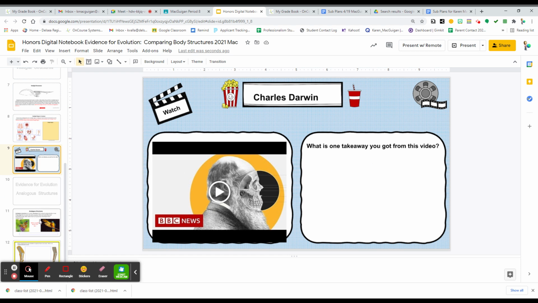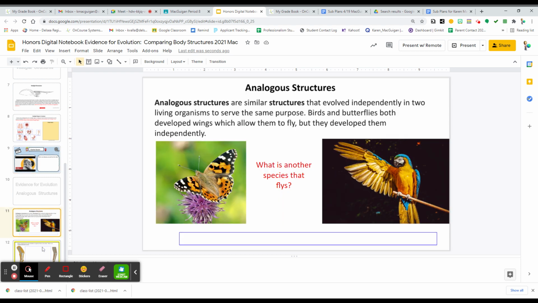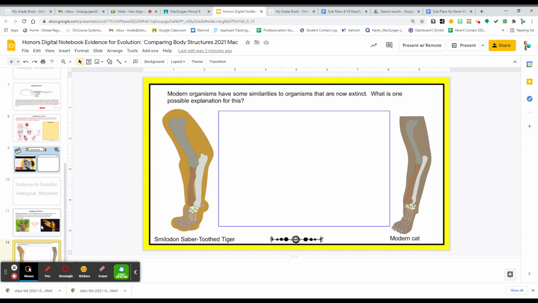And then the last slide, as you can see, is analogous structures. These are structures that are similar. They're similar structures, but they have the same function, different structure. So it's kind of the opposite of a homologous structure. So they have a butterfly wing and a bird wing. Okay, they both are used for flight, but their structures are very different. Okay, it does not conclude that they share a common ancestor in these cases, but you can answer those 2 questions on slide 11 and 12.